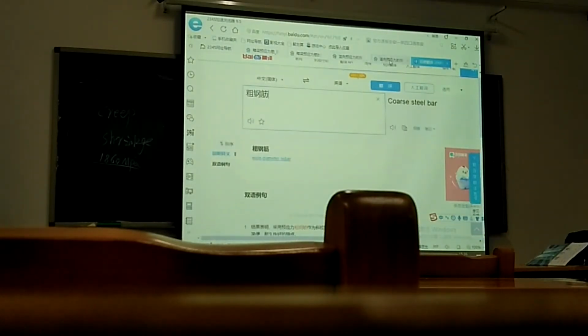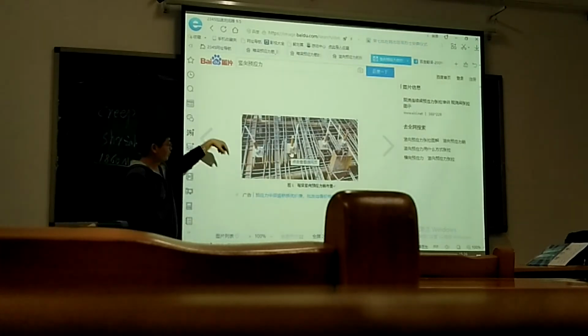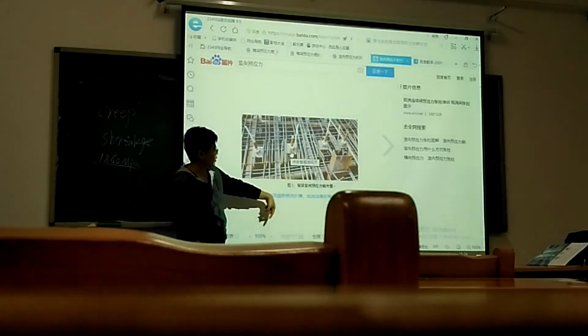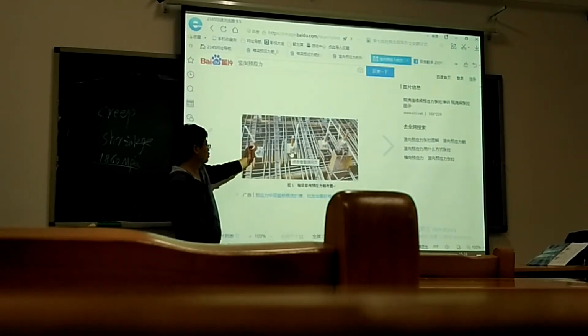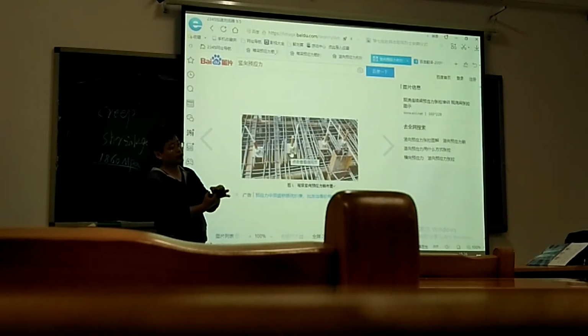We use this word cos steel bar. See, this is the anchor. So this is the vertical direction in the beam. Normally for the vertical direction stress, we use this cos steel bar, where the dimension is normally 30 or even maybe 40, something like this.